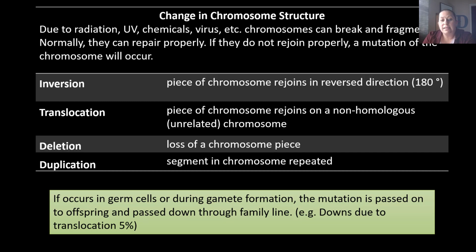Now, if this occurs, guys, in the germ cells or during gamete formation, like the formation of egg and sperm, the mutation is passed down to the offspring. Okay, if this happens as you're an adult, just like in your skin cells, it's potentially going to cause cancer, but it's not going to be passed on to your children. The mutation has to be present in your egg or sperm in order for it to be passed on to your children. And guys, Down syndrome is mostly a trisomy, which we just talked about, but in 5% of the cases, it's actually due to a translocation that has occurred. All right, it's not in all cases, but in 5%, it's due to translocation.